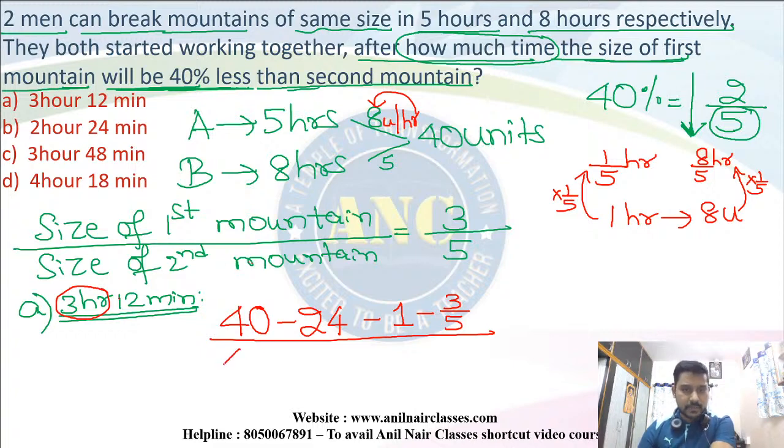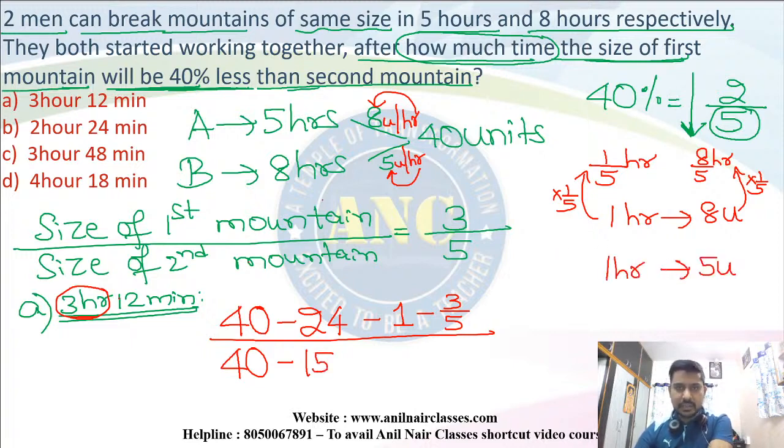Size of second mountain, initially it is 40. In 1 hour, the second person will break 5 units. In 3 hours, it is 15 units. Similarly, in 1 hour, the second person will break 5 units. 12 minutes is nothing but 1/5 hours. In 1/5 hours, 5 into 1/5, he will break 1 unit. That means he will break another 1 unit.